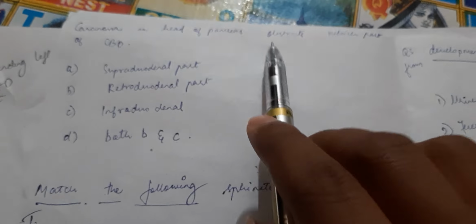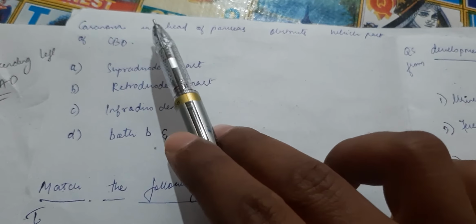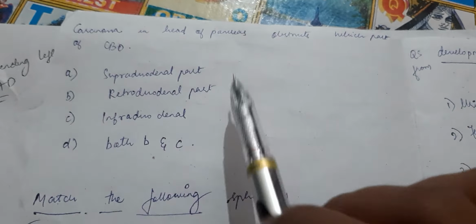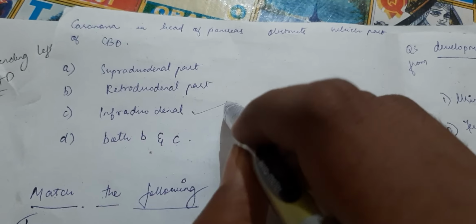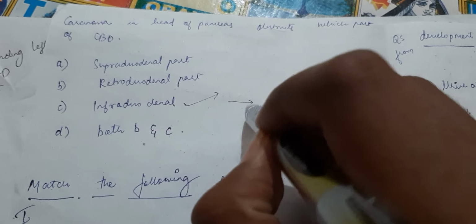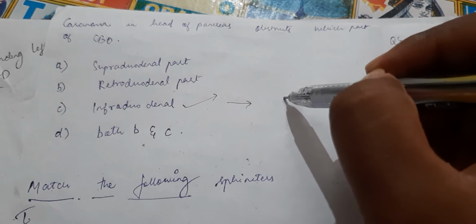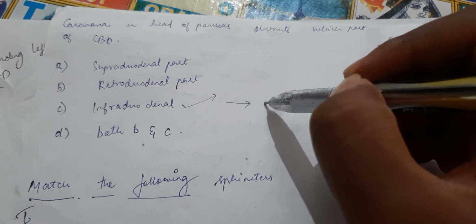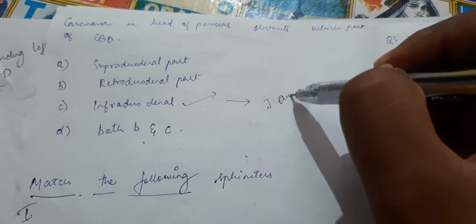Carcinoma of the head of the pancreas obstructs which part of the CBD? Answer is the infraduodenal part of the CBD, and it causes jaundice.